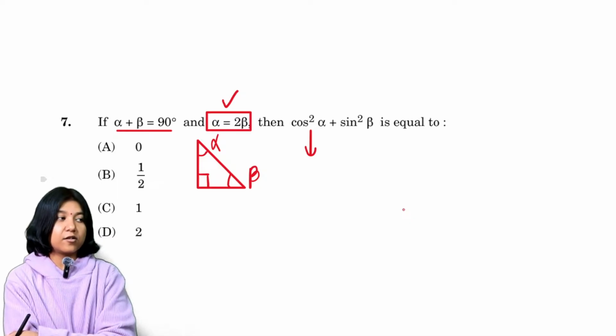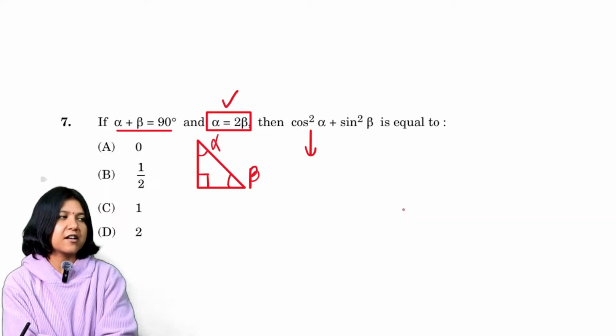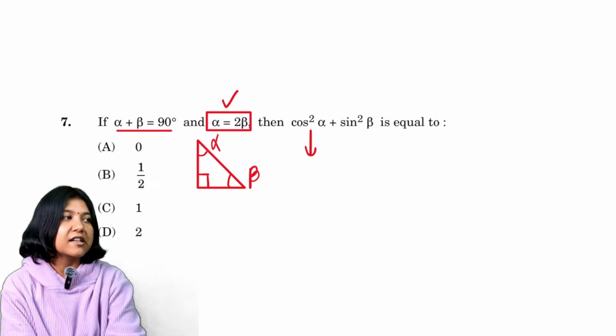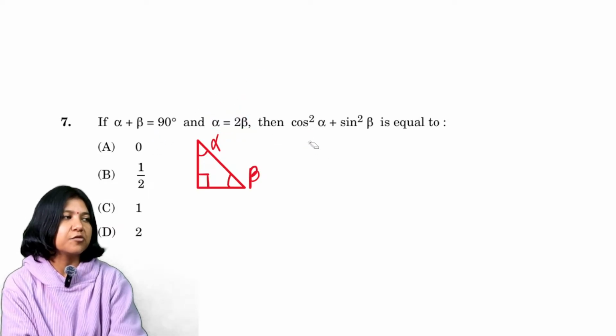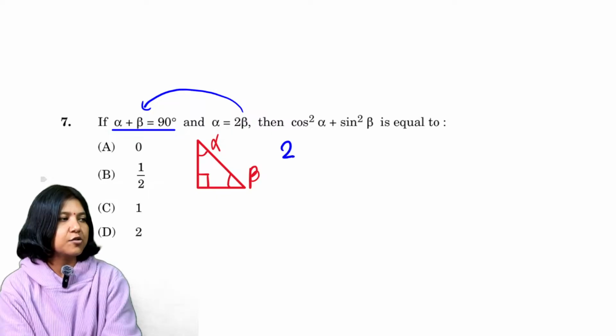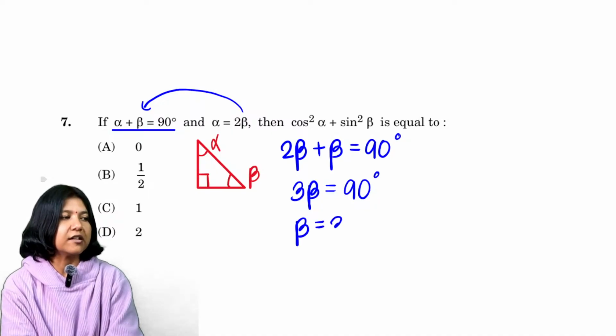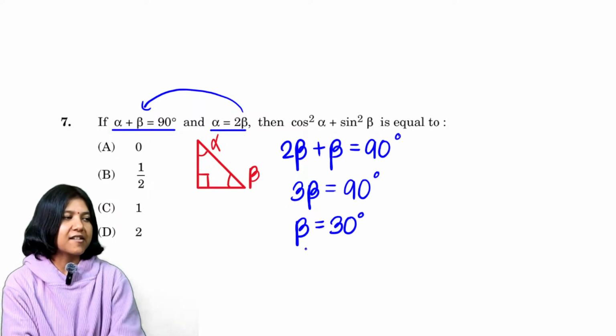Remember that they have given you that alpha plus beta is equal to 90 and alpha equals 2 beta. Using the first two statements itself, you can relate the two variables. Check it out. If I swap the value of alpha as 2 beta here, I clearly get 2 beta plus beta equals 90, and that gives me 3 beta equals 90. Divide both sides by 3, beta equals 30 degrees. So if beta is 30 degrees, clearly alpha has to be 60 degrees.